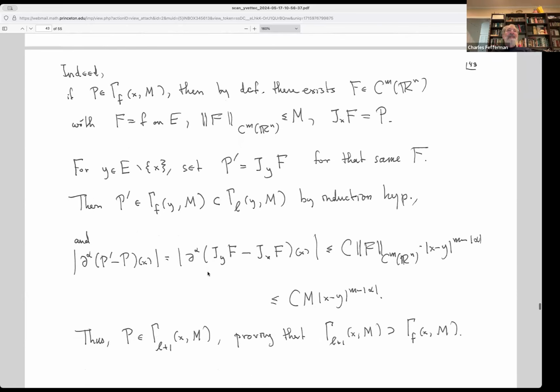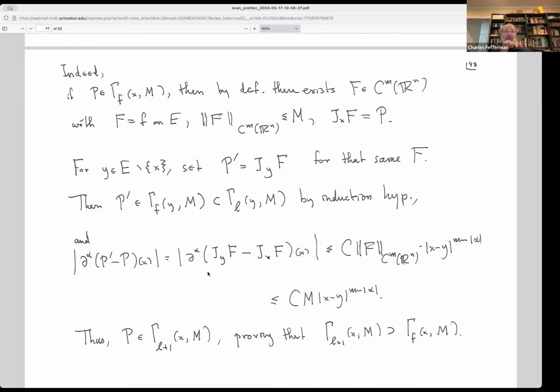So suppose that P belongs to gamma F. I've got to show that it belongs to gamma L plus 1. Well, if P belongs to gamma F, then by definition, there is an interpolant. There is a capital F in Cm that agrees with little f on E and has Cm norm at most capital M and has jet P at x. P belongs to gamma F of xm, and by definition, that means that P is the jet of a suitable interpolant. So we've got this function capital F floating around.